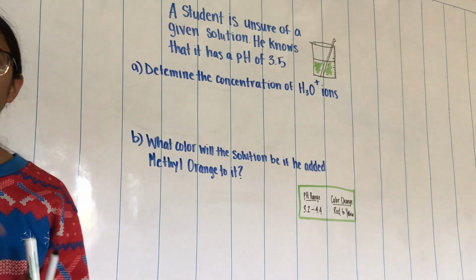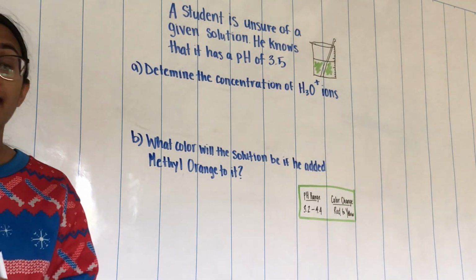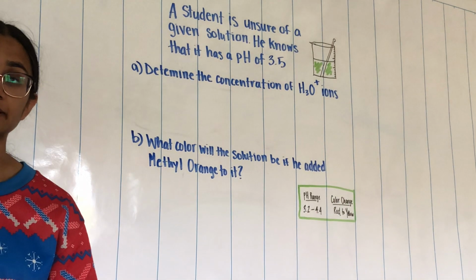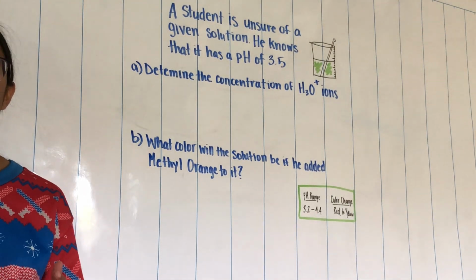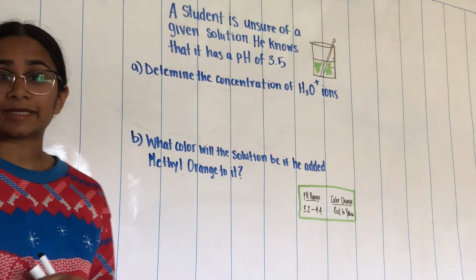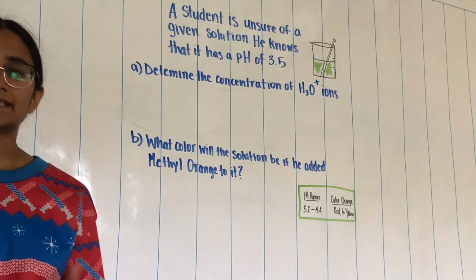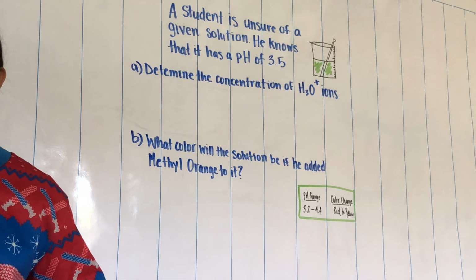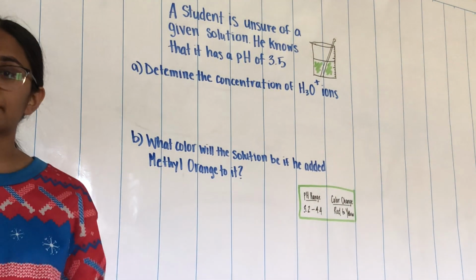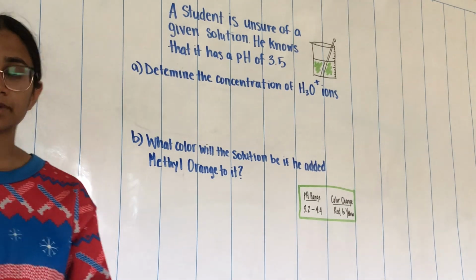And welcome to this question right here. Today we'll be discussing how you can calculate the concentration of hydronium ions from a given pH and the color of a given chemical indicator. So let's begin. The question states that a student is given a solution that he is unsure of, but he does know for a fact that the pH is 3.5.